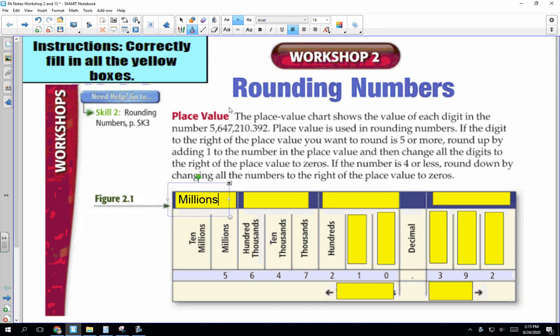We are going to talk over Workshop 2, which has the topic of rounding numbers. If you know how to round numbers, you can save yourself a lot of trauma. But this is a skill that sometimes if we don't use it, we lose it. So we're going to go over it here.